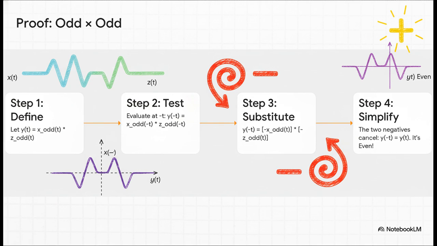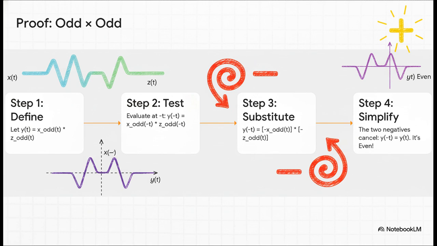So for step 1, we just define our new signal y of t as the product of 2 separate odd signals. Got it? Okay, step 2. To test its symmetry, we do what we always do. We check it at minus t. Now this brings us to the really important part, step 3. We substitute the definition of an odd signal for both of our original signals. And since they're both odd, each one introduces a minus sign.